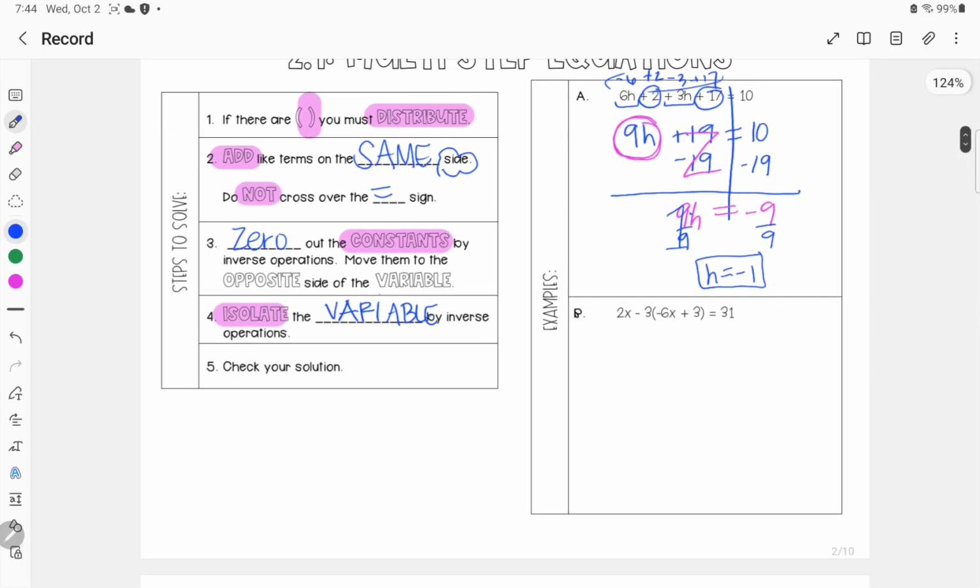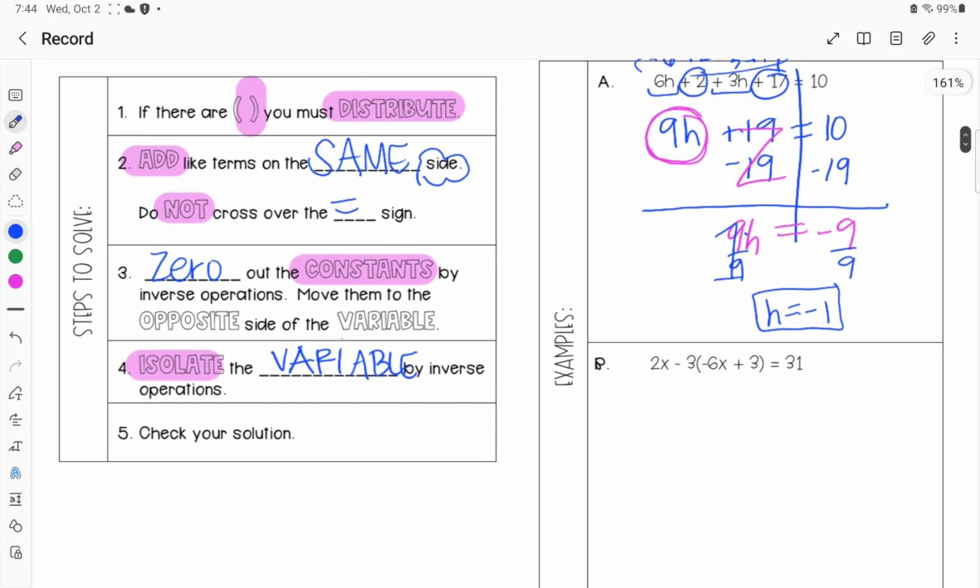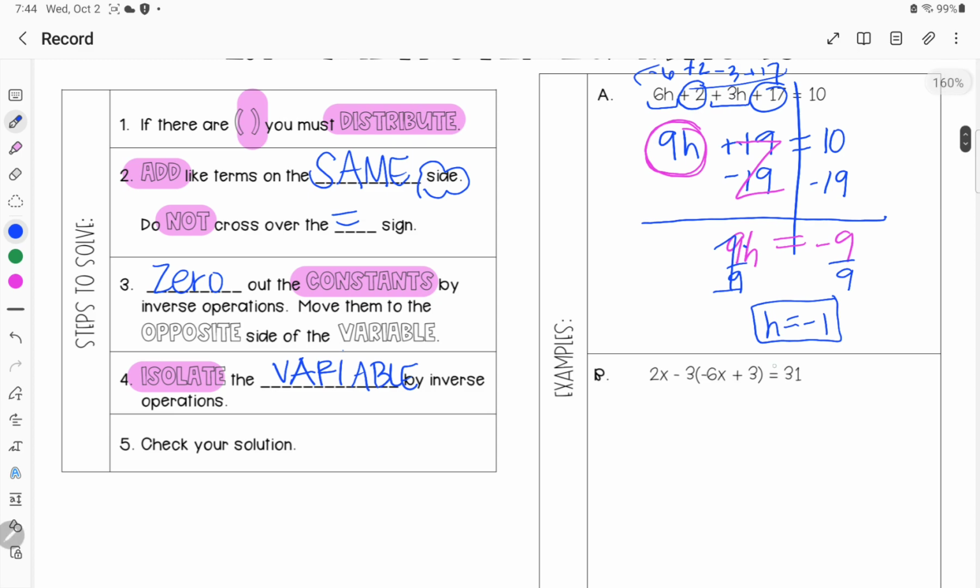All right, one more example we're going to go over. Step 1 says if there are parentheses, I'm going to have to distribute. I'm not touching anything on the right-hand side right now because it is not affected by the parentheses. Most of you are really good at dropping this down. This is where we struggle: sign in front, sign in front, sign in front. Negative 3 times negative 6x is a positive 18x. Don't forget your variable. And then negative 3 times positive 3 is negative 9. It still equals 31.